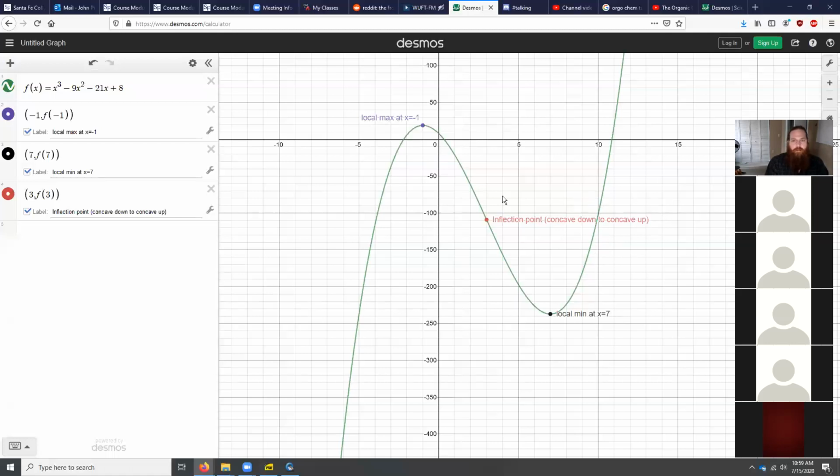And then we set f double prime equal to 0, or we found anywhere that f double prime changes sign. So everywhere over here, f double prime was negative, so we knew that we're concave down. And everywhere over here, f double prime is positive, so we know we're concave up. So the point where we changed from being concave down to concave up had to be an inflection point.